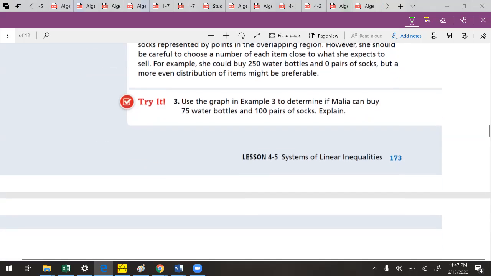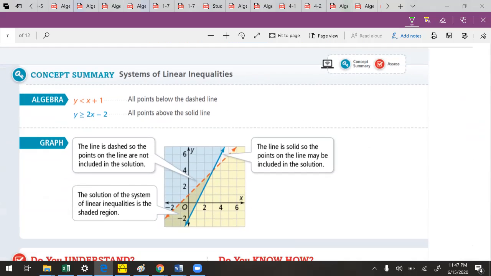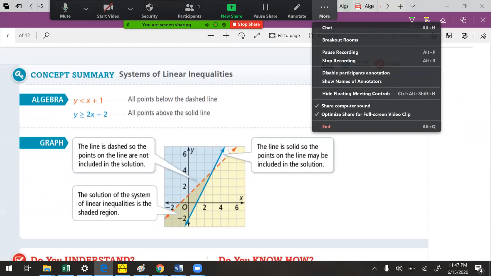Hard part is determining what your inequalities are. Okay, that's very, very important. That concludes the lesson. Enjoy 4-5.